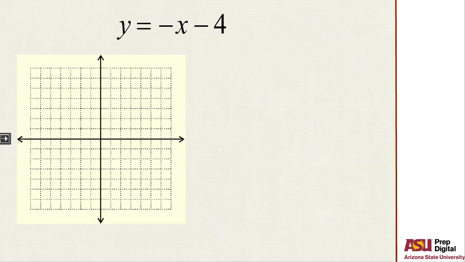On this example, I'm going to go ahead and skip the table and first just start by plotting the y-intercept. The y-intercept is going to be at -4. And then I just have to identify my slope. Now you don't see an actual digit here in front of the x, but that number would be equivalent to -1x with that negative sign. And so this is equivalent to -1 over 1.